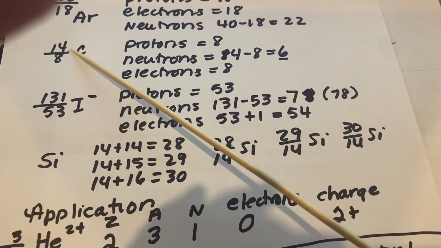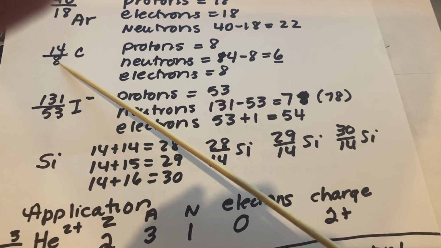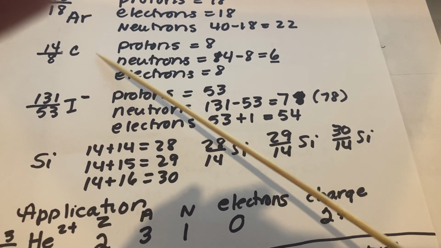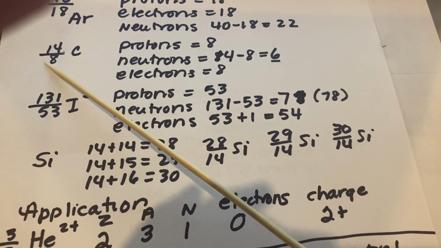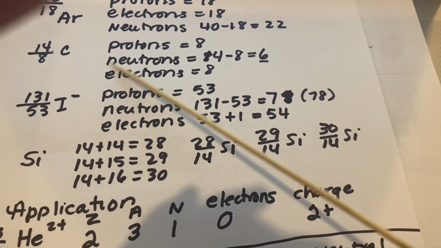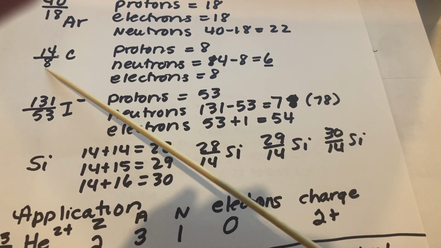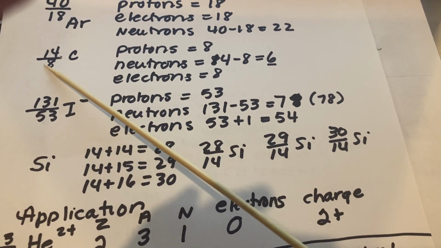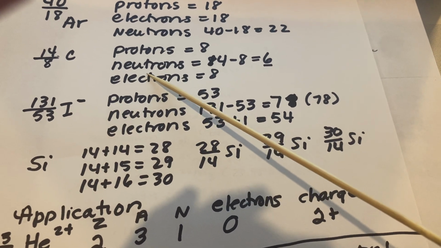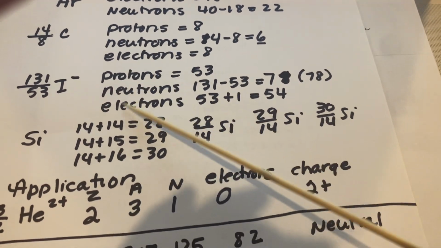So let's take the carbon here, 14 over 8. Which means how many protons are you going to have? The Z number is protons, remember? 8. Right there, protons are 8. Neutrons would be 14 minus 8, which is 6. Electrons, since it's neutral, are going to be the same number as protons, which would be 8.